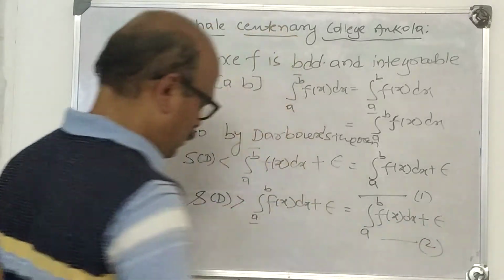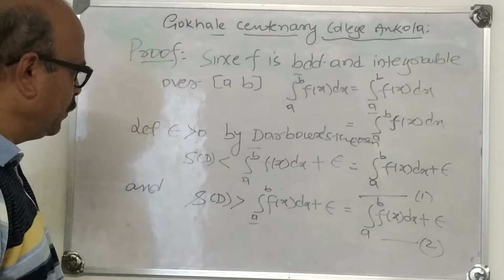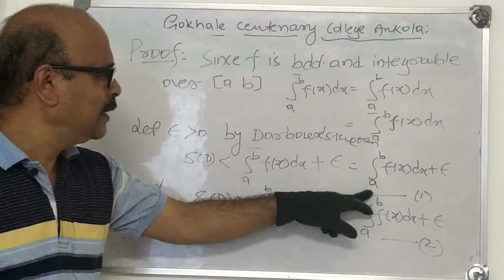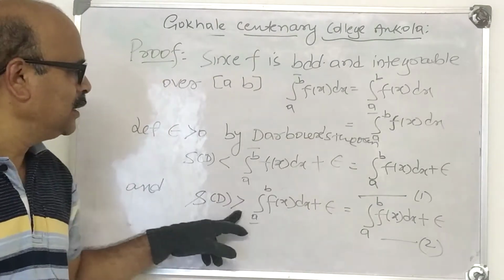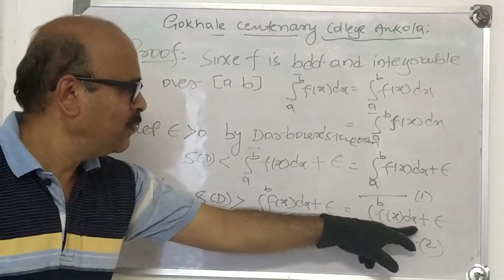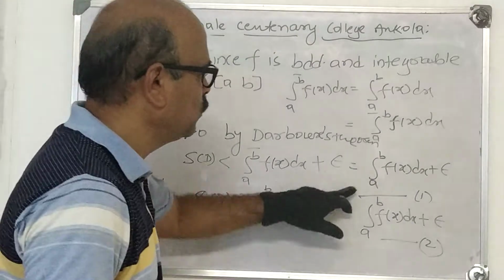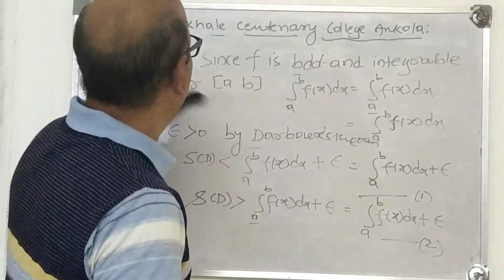This is 2. So by Darboux's theorem we have capital S is less than the integral from a to b of f(x) dx plus epsilon, and small s is greater than the integral from a to b of f(x) dx minus epsilon. This is 1. This is 2.